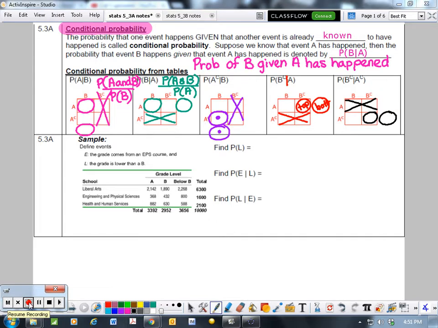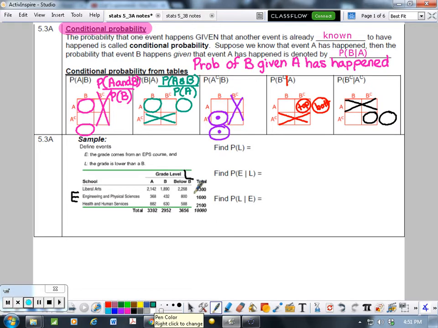Okay, so the grade coming from EPS course is really talking about the engineering and physical sciences. So here is our E, and then L is a grade lower than a B. So here is our L. So our first thing is what's the probability of L?